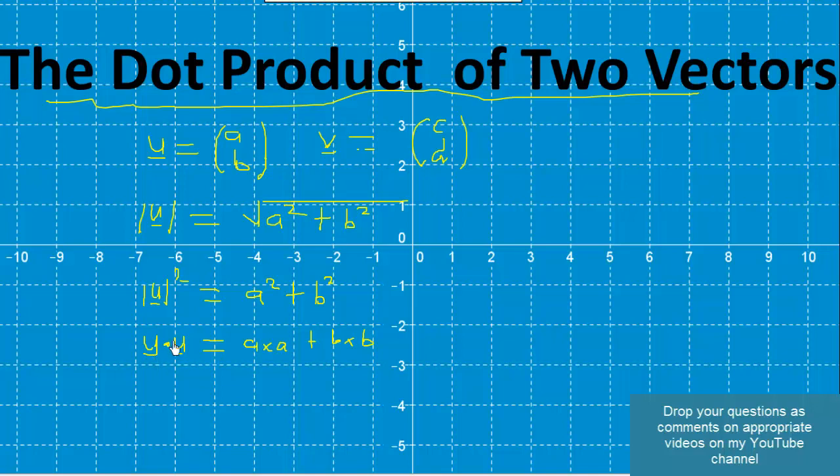Now I refer to this as dot and this as times, because these are vectors and that is how we call them. Whenever we multiply them, we say we are dotting them. So we know that u has components a, b. So we are dotting these two vectors and the result is a times a plus b times b.